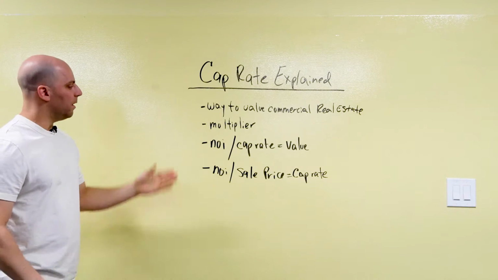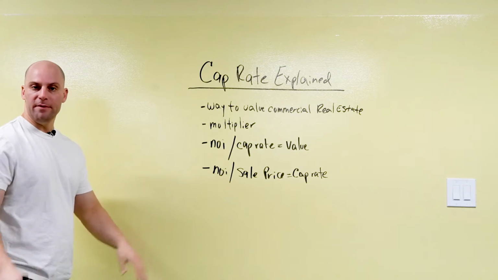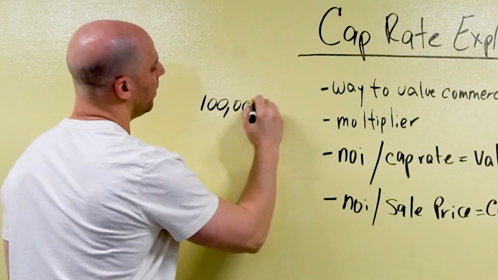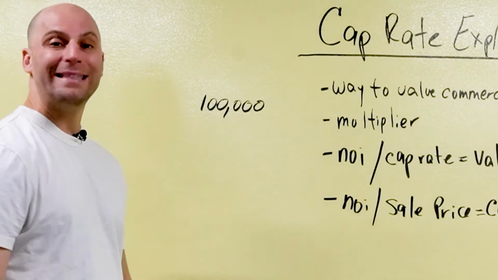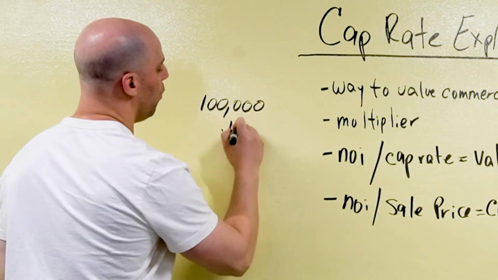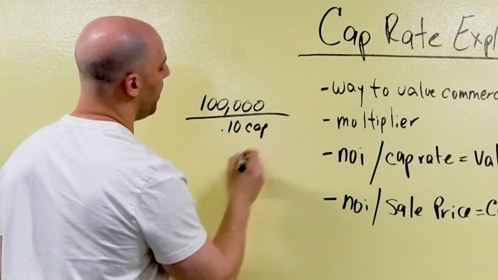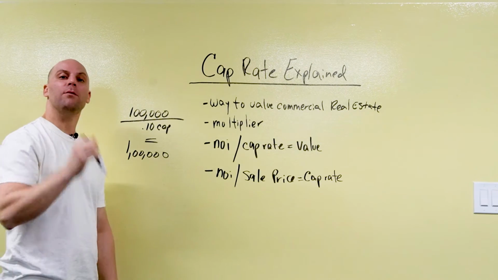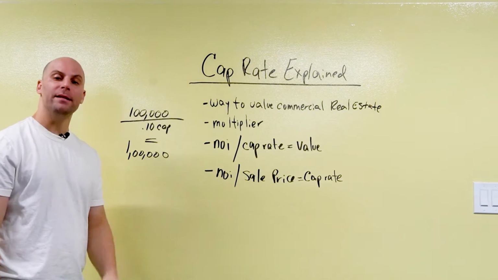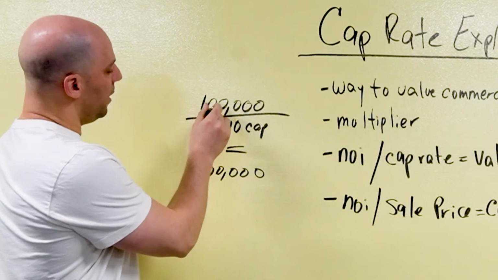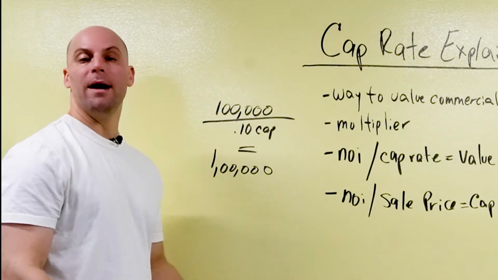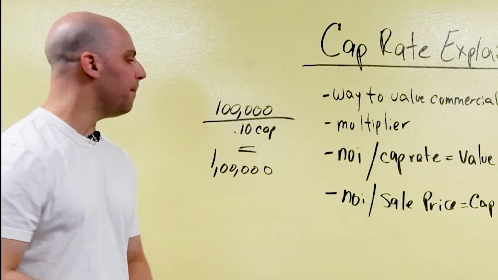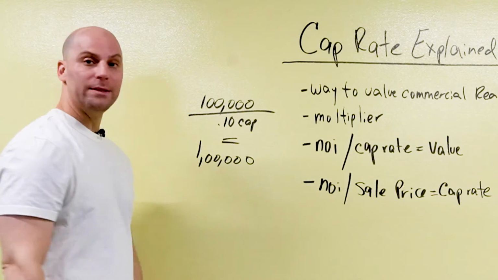So let's do an example on how NOI, cap rate, and value work. Let's say you have an apartment building that has an NOI of $100,000. Let's say you're in a 10 cap market, so it's 0.10 cap rate. You divide one by the other, it equals $1 million. The great thing about this is, and this is how real estate investors can make a tremendous amount of money, for every dollar that you increase your NOI, and you can do that by just decreasing expenses or increasing income, in a 10 cap market, your property is worth $10 more.